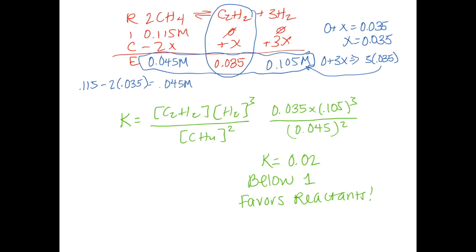Here it is. I made my RICE table, plugged in my equilibrium row, made my K expression, plugged my equilibrium row into my K expression, and calculated K. It's below 1, so I know that it favors reactants. That is how you make a RICE table. We're going to be doing this, like I said, for the rest of the semester, so get used to doing that. All right, that's it.